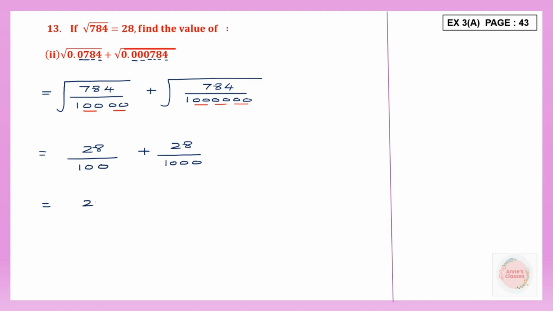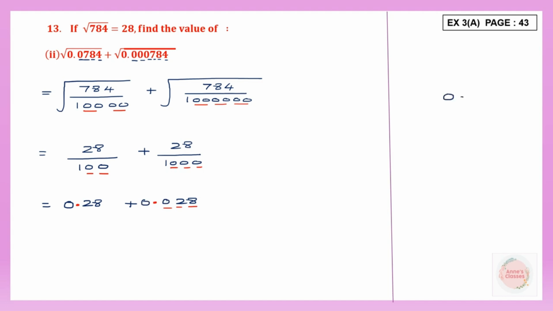Now we continue and see 28 by 100 will make it a decimal number. So write 28 and look at the denominator. There are 2 zeros, so you should have 2 decimal places. So the point will come here. So this becomes 0.28. Plus, here again we write 28 and look at the zeros. We have 1, 2, 3. So the point will come after 3 places to the left. 1, 2, 3 and the point comes here. So this is 0.028.